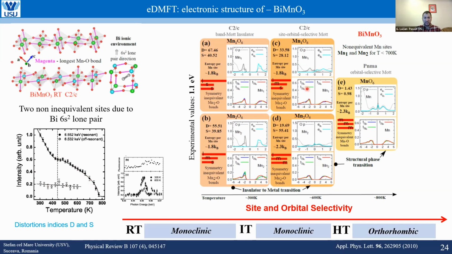Now, if you increase the temperature further, you will kill this band gap, then these two sites are the same, both metallic, and now you have to increase the symmetry because both sites are the same. And again, you have EG metallic, T2G insulating. Thus, in bismuth MnO3, you have an insulator to metal transition from here to there with partial orbital melting. And at the next transition, you have a structural transition going from monoclinic to orthorhombic.